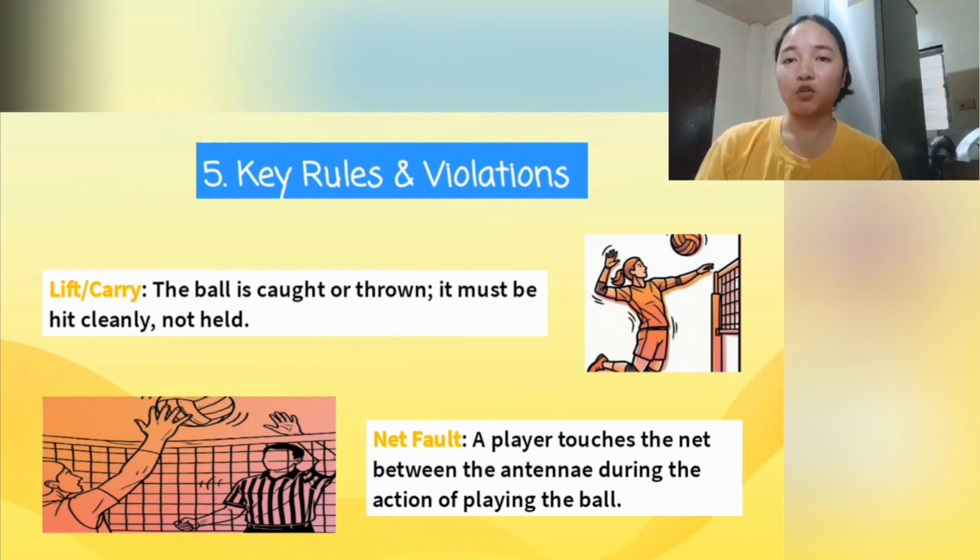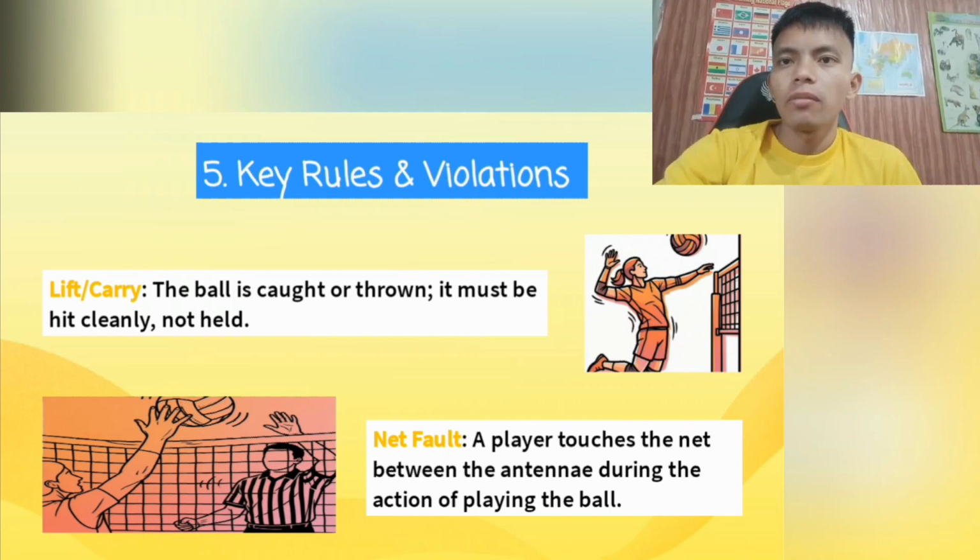The ball is caught or thrown; it must be hit cleanly, not held. So this violation happens when the ball is caught, held, or thrown instead of being hit cleanly. The ball should bounce off the hands quickly, not stay there. For example, if a player catches the ball while setting or holds it before throwing it over the net, that is a lift or carry violation.